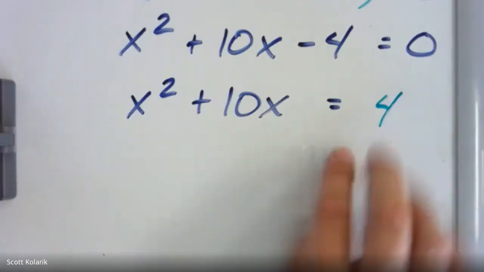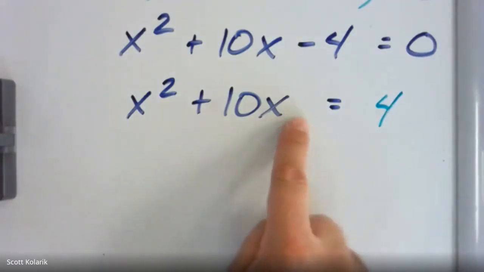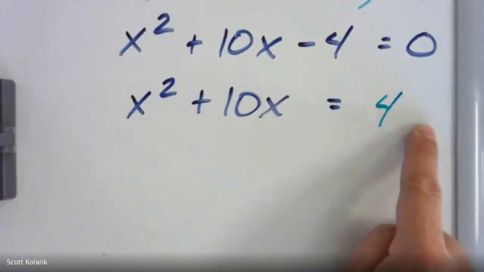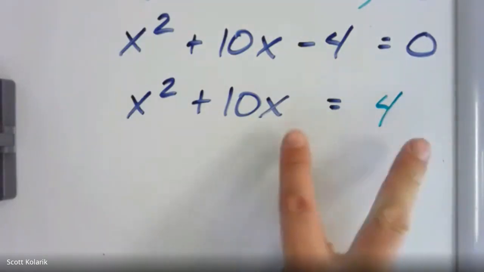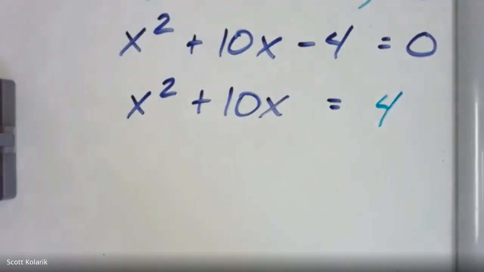All right, so at this point, now I'm going to complete the square just like before. I want to figure out what value goes here. Then I'm also going to balance the equation and put it on the other side as well. So I balance both sides of the equal sign. And so here's my process.